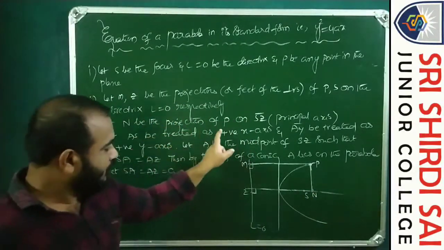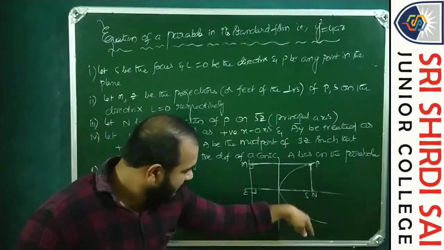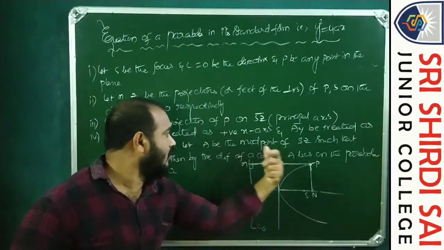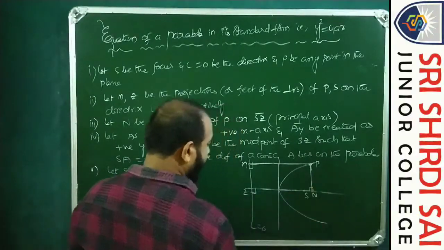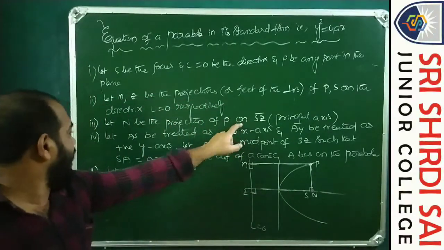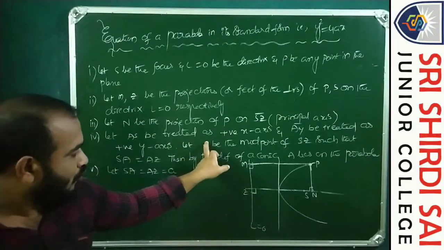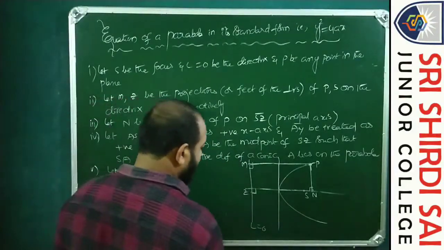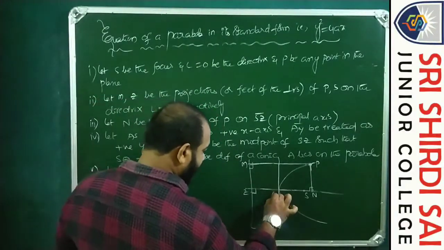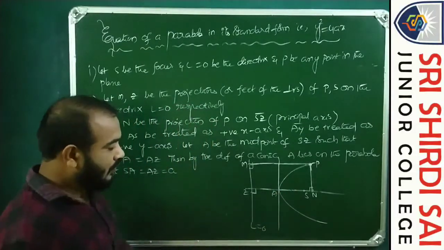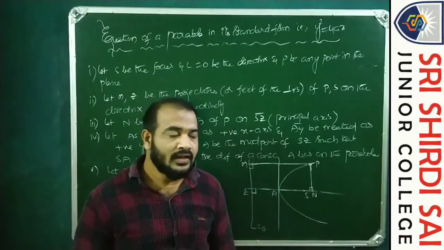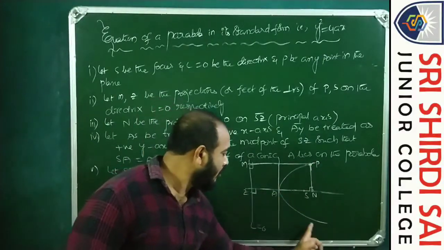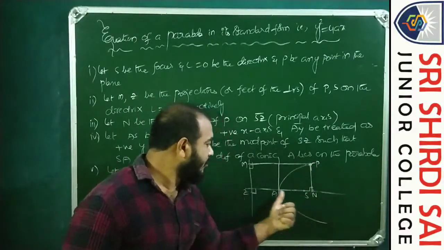This point N is the projection of P on SZ, which is the principal axis. Let AS be treated as the positive x-axis. So this is A, and A is called the vertex. What is a vertex? The point of intersection of a conic and the principal axis.